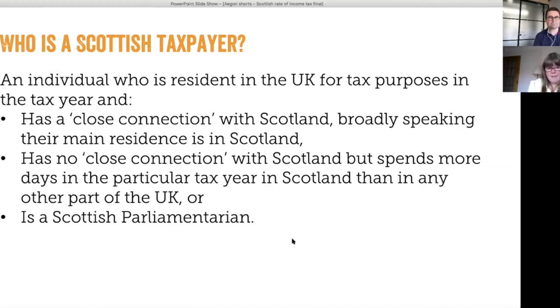However, if they don't have a close connection with Scotland, but they actually spend more time in the tax year in Scotland than in any other part of the UK, then they'll be deemed to be a Scottish taxpayer. Or Scottish parliamentarians are actually Scottish taxpayers. So, the ministers that sit in the Scottish Parliament, for example. They're just automatically classed as Scottish, which stands to reason, really, doesn't it?